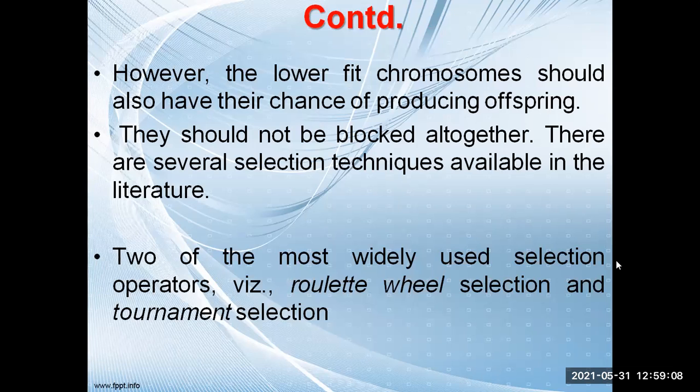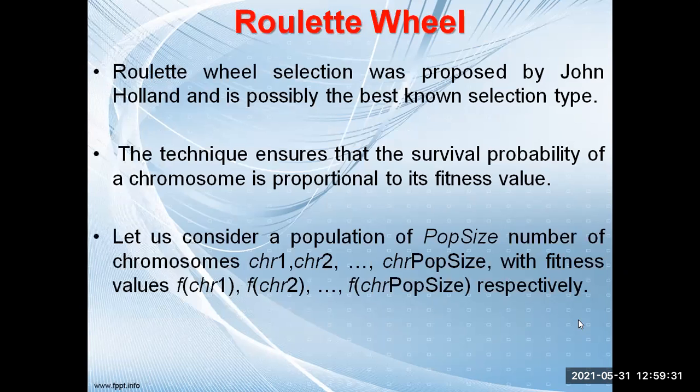There are several selection techniques available in the literature. Out of these selection techniques, two of the most widely used selection operators are there. One is the roulette wheel selection and the second one is the tournament selection. So we'll see how the selection process is done. The roulette wheel selection was proposed by John Holland and is possibly the best known selection type. So how it is done, we'll see that.